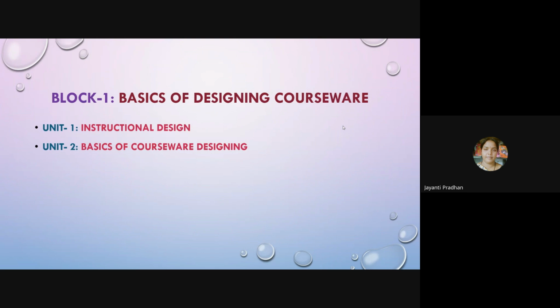Among the 3 blocks, the first block is about basics of designing courseware, which has 2 units, that is instructional design and basics of courseware designing. Then in the second block we have four units. The name of block 2 is development of courseware.